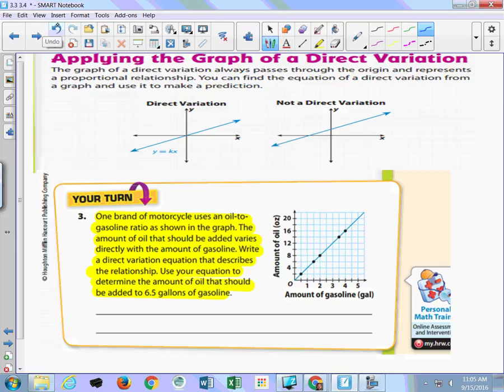So we can apply the graph of the direct variation. Same thing. It says one brand of motorcycle uses an oil to gasoline ratio as shown in the graph. The amount of oil that should be added varies directly with the amount of gasoline. Write the direct variation equation that describes the relationship. Use the equation to determine the amount of oil that should be added to 6.5 gallons. So we need to find what our slope, our k, is.